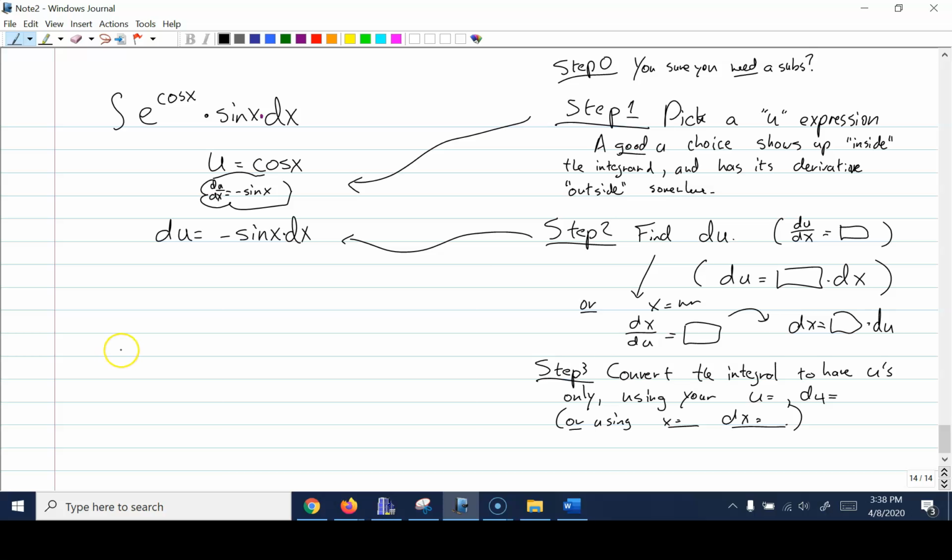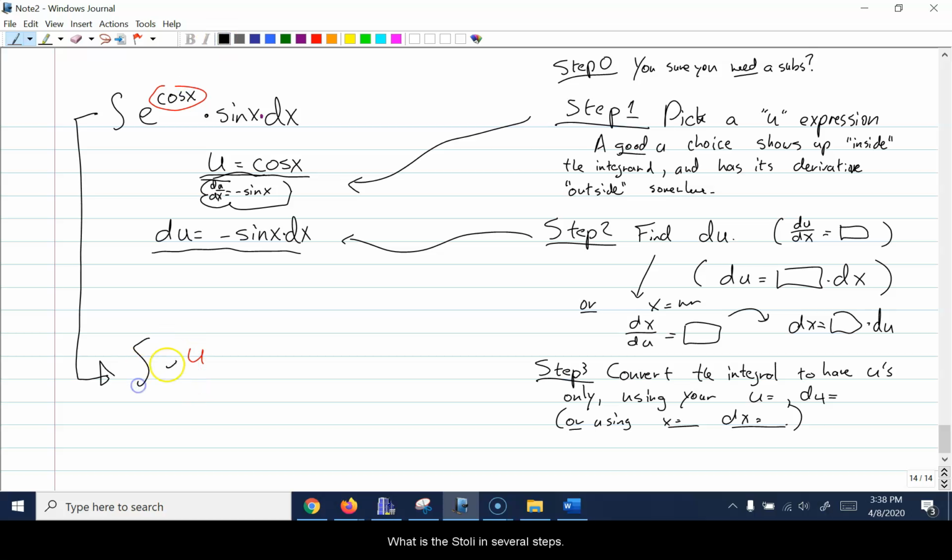How does this work? The original integral was e to the cosine x times sine x dx. We need to write down something that is exactly e to the cosine x sine x dx using these rules to translate our x's into u's. For example, this cosine x can now become a u. I'm going to do this slowly in several steps. Integral of e to the u times sine x dx.